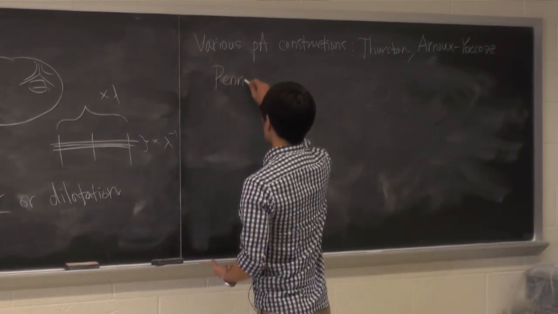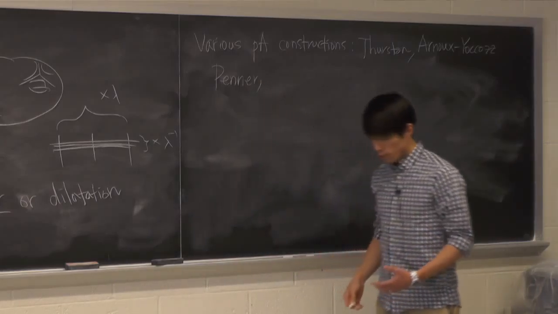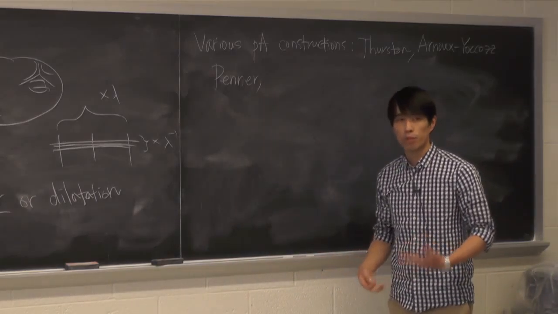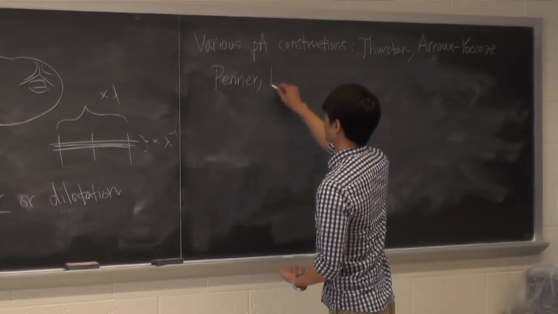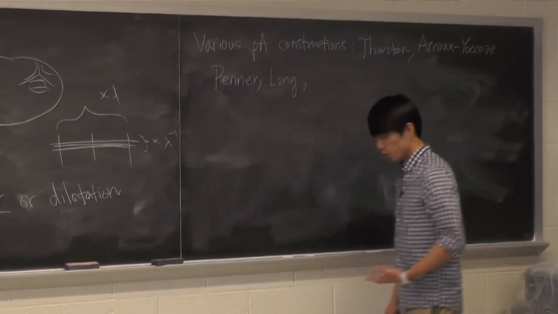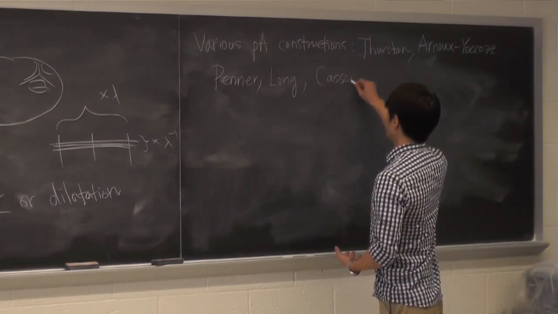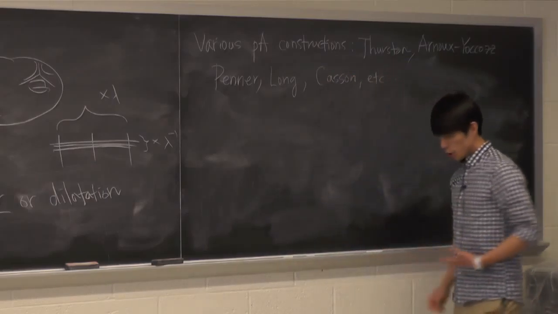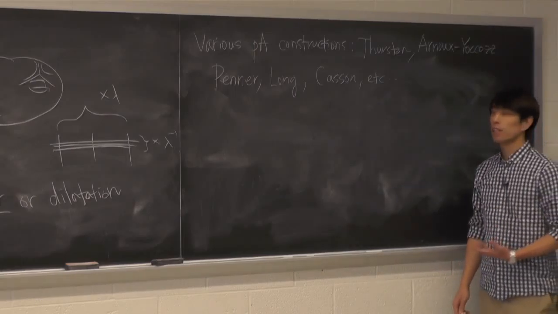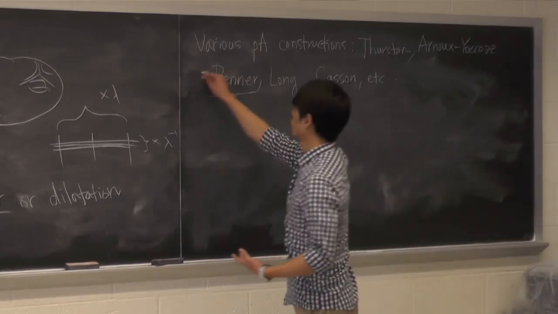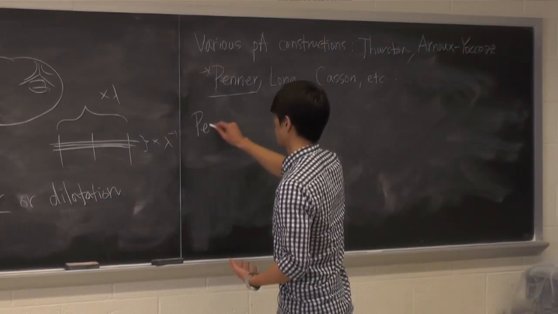We'll talk about Penner's construction today. It's a construction in terms of Dehn twists. Dehn–Long gives a similar construction to Penner's construction. Casson gives a topological construction, and so on. So today, we'll talk about Penner's construction.